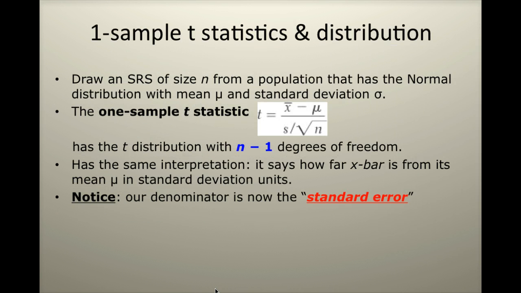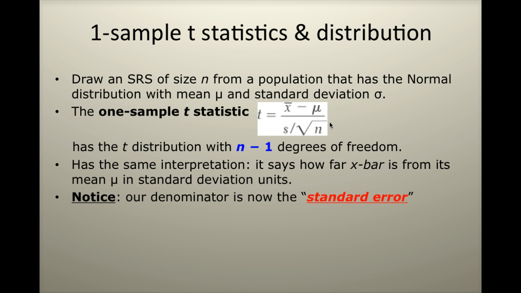So we're going to look at one sample t statistics and distributions, and I'm going to try and remind you of a few things we did with confidence intervals. For example, if you take a look here, it says a one sample t statistic. We have our equation for generating our test statistic t. We still have our estimate of x bar minus our mean divided by our standard deviation.